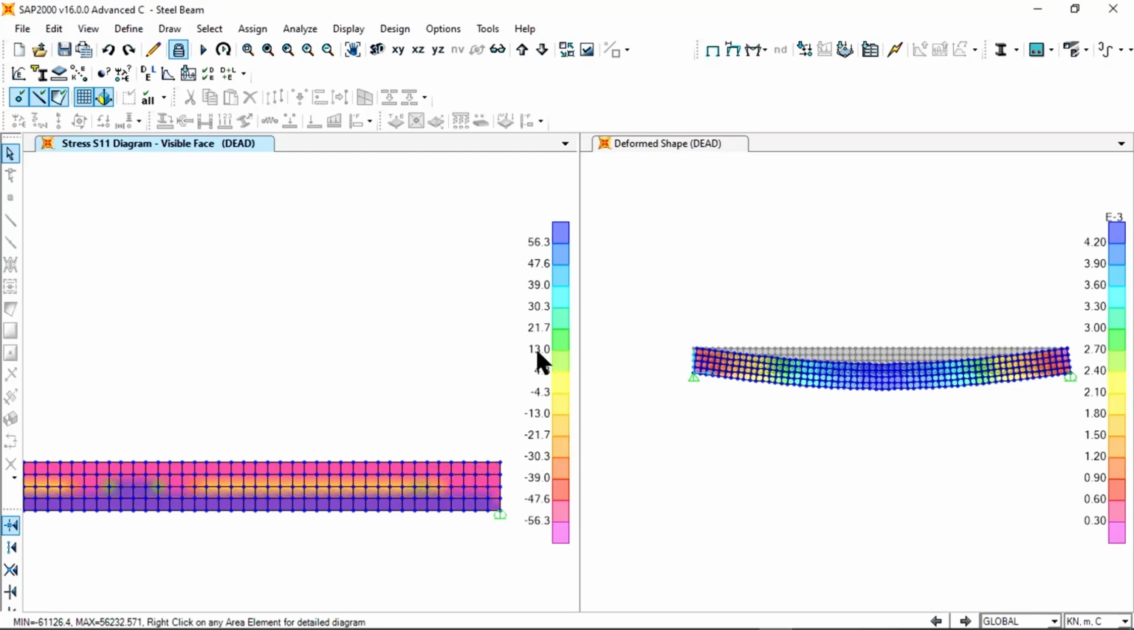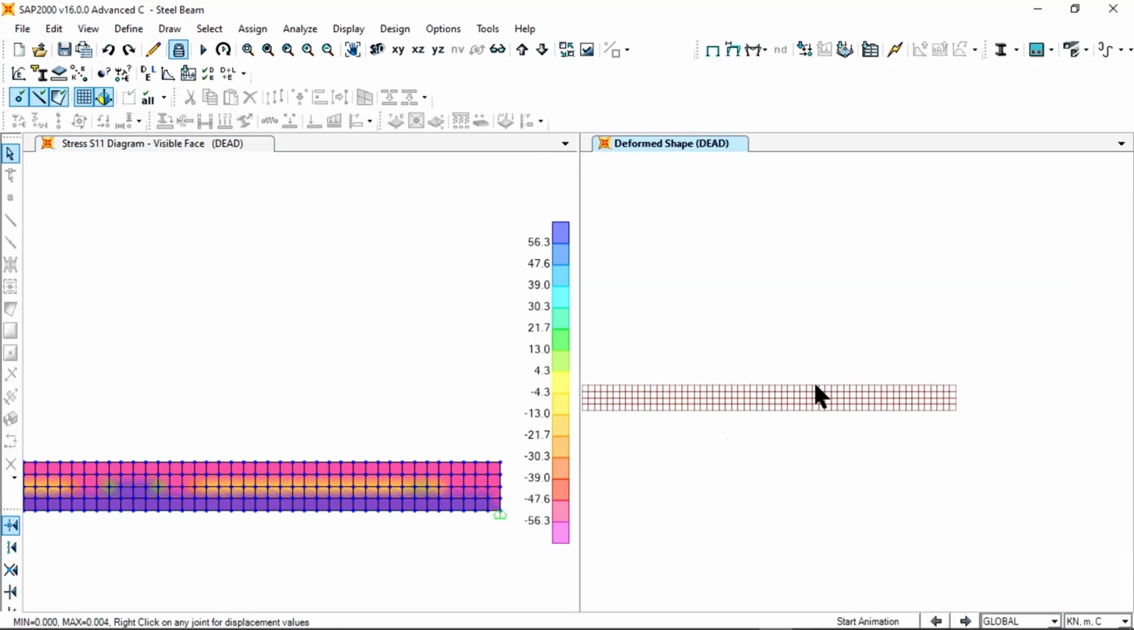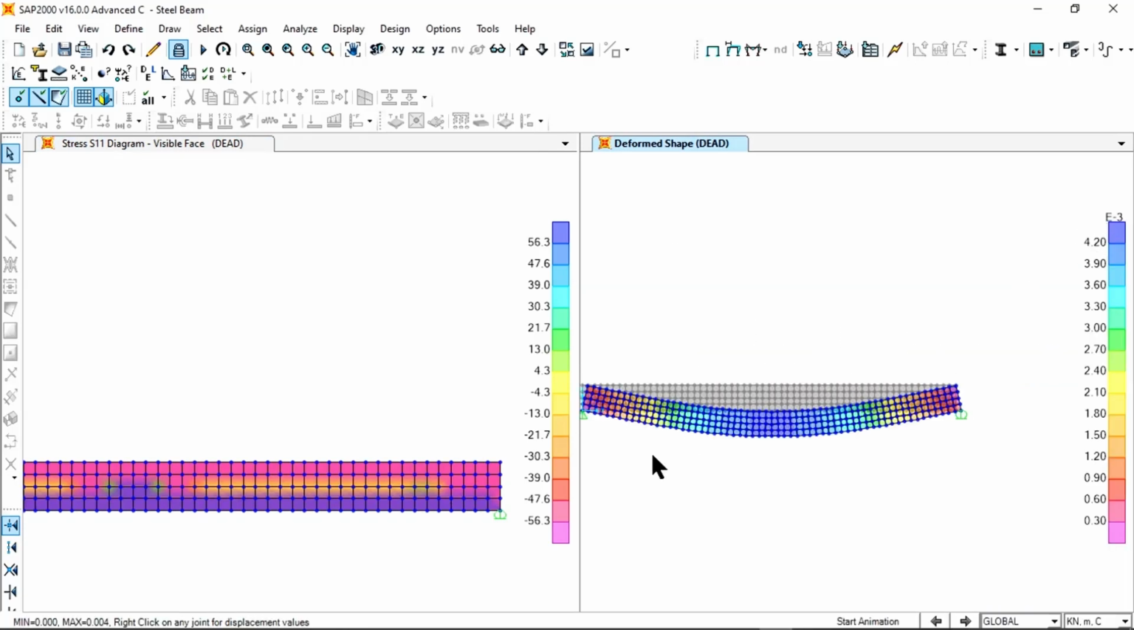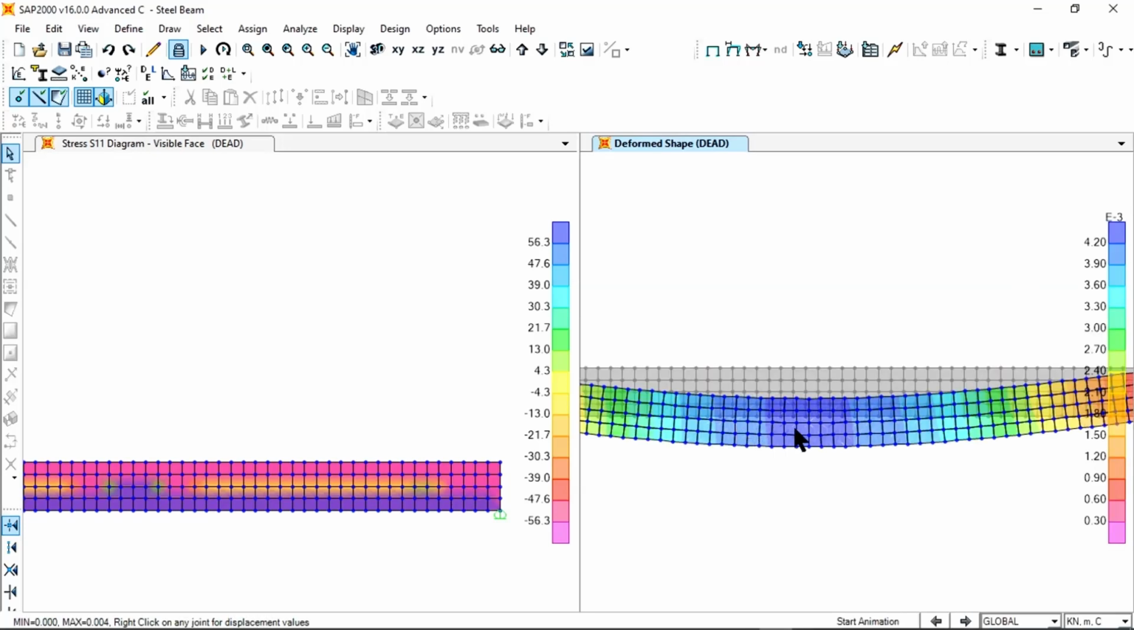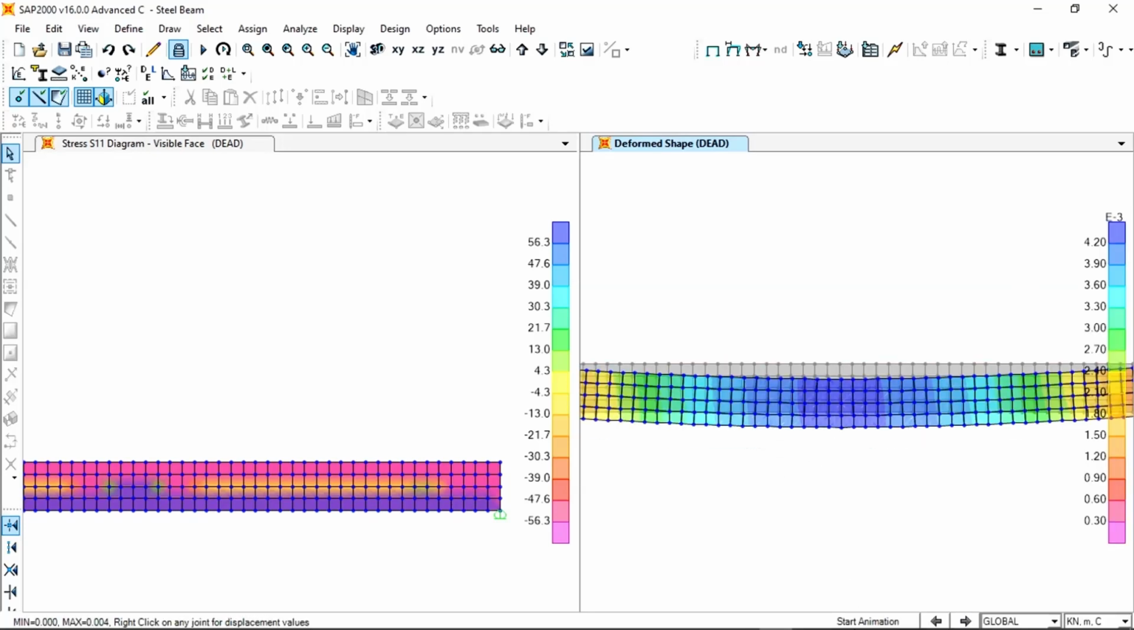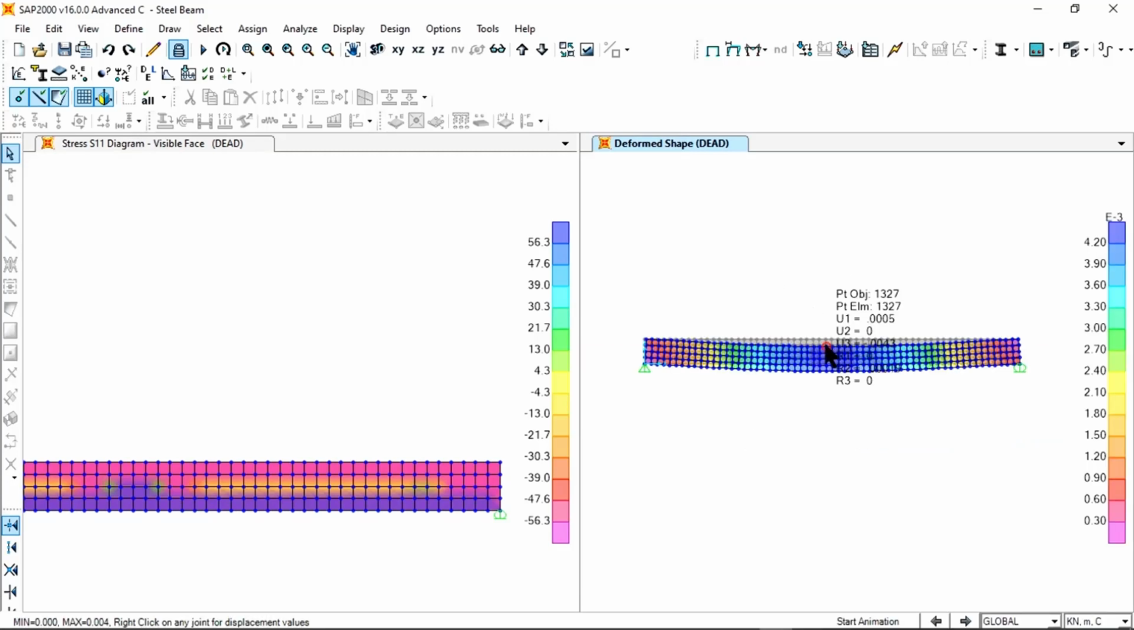We can also see that the maximum central deflection is about 4.2 millimeters in the tensile dark blue area, which is a lot less than the allowable deflection of span over 300, which is about 20 millimeters, 6,000 divided by 300. Or even if we take it as 10 millimeter deflection, we are still within the limits.